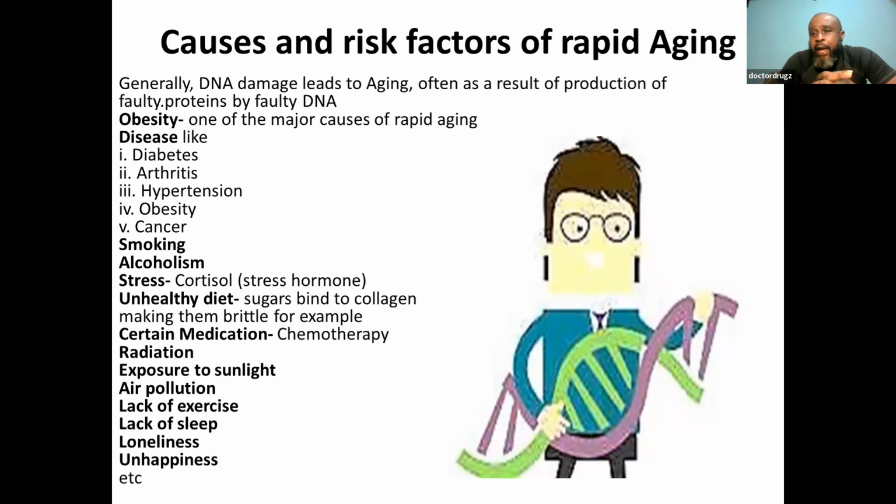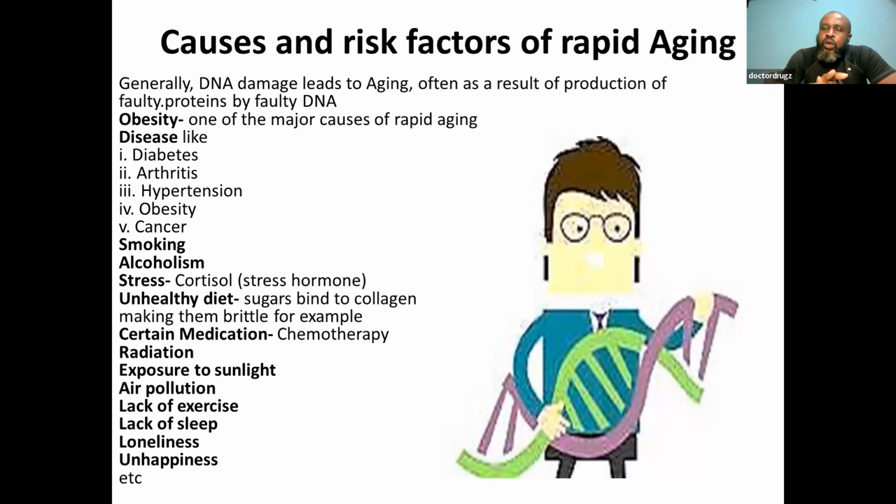Unhealthy diets. Bear in mind that sugars bind to collagen and make collagen what? Brittle. And brittle collagen means faster wrinkling of what? Of the face and skin.